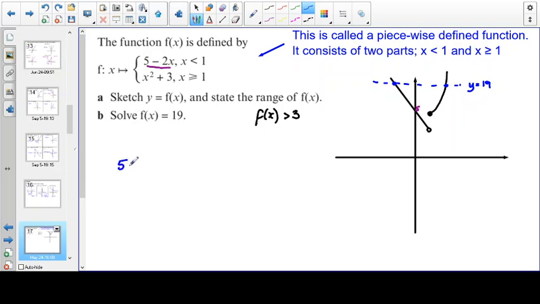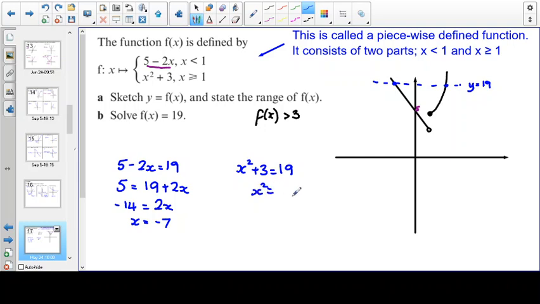So if I put the line equal to 19, let's move the 2x over, take the 19 and divide by the 2. So that is where x equals minus 7. Then I need to put the curve equal to 19.